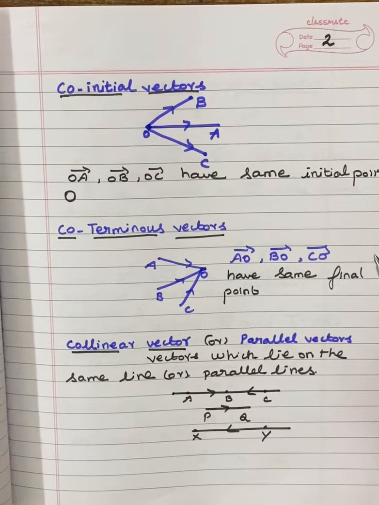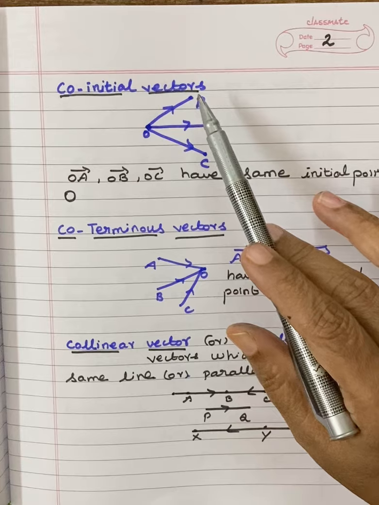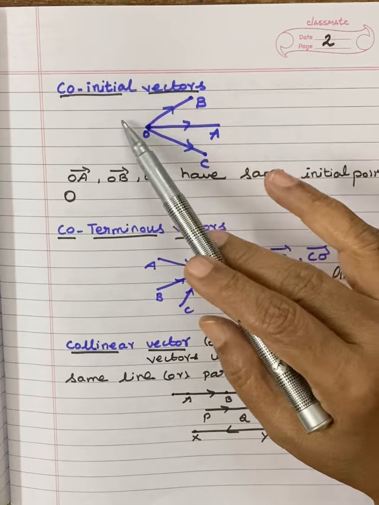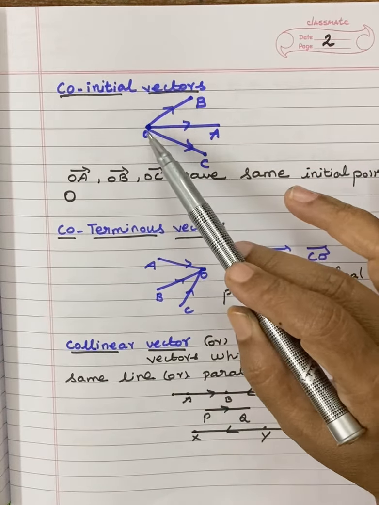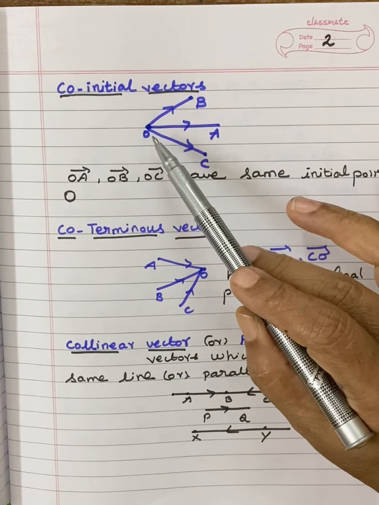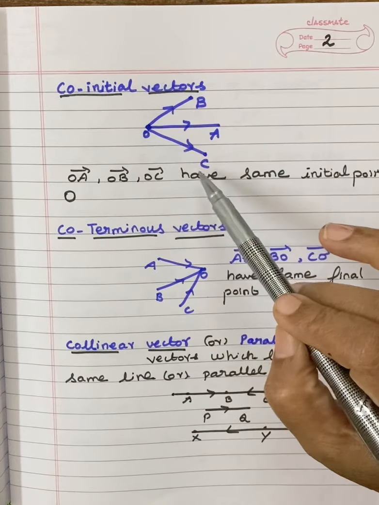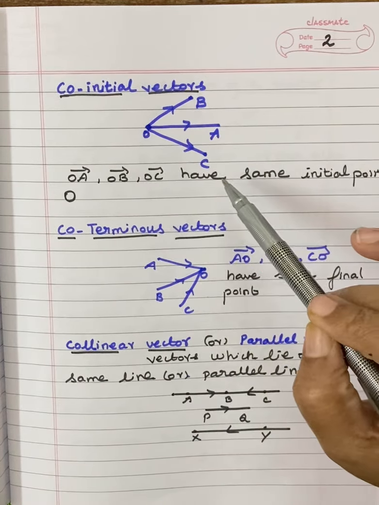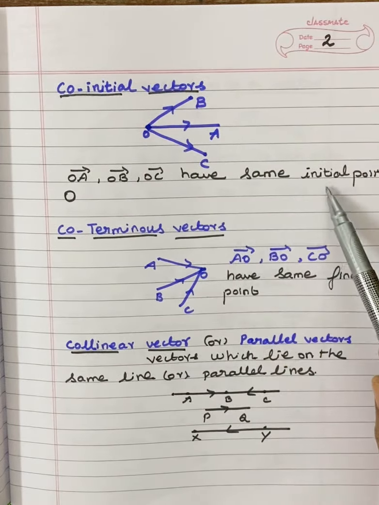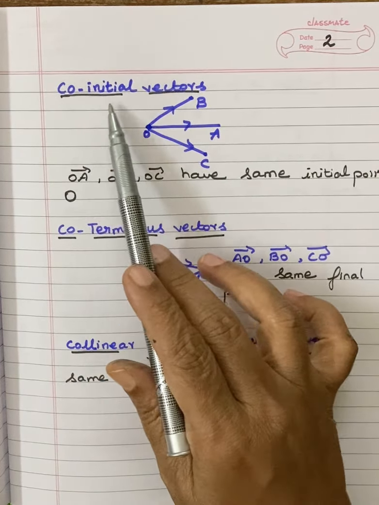We'll see some types of vectors. Co-initial vectors. From the name itself, it is clear. All the vectors having the same initial point, starting point. Like a bus terminus. From Paris, the bus goes to Tambaram, Pundamalli, Chengalpet, in so many directions. So OA vector, OB vector, OC vector have the same initial point O. So they are called co-initial vectors.